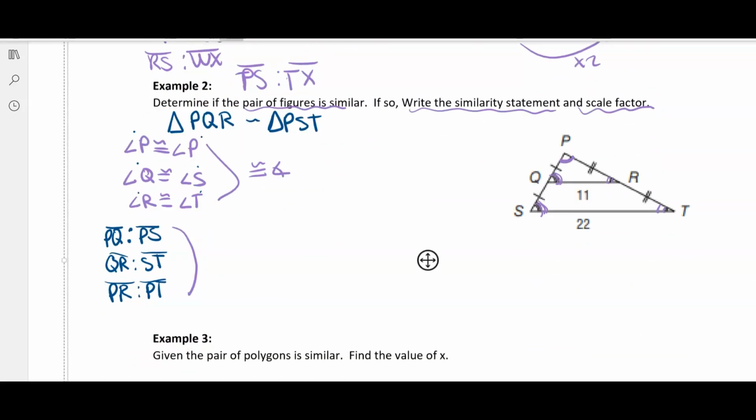So we only know the sides here. We only know QR and ST, and we know that those are proportional. So I'm going to write up that proportion here. The scale factor is going to be set up as a ratio, and it's going to be 1 to 2. That's the scale factor, if I can spell that right.